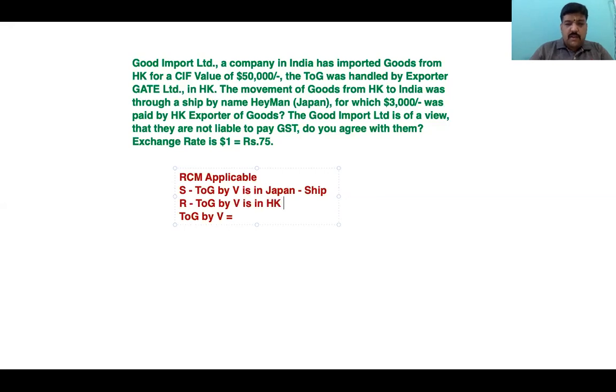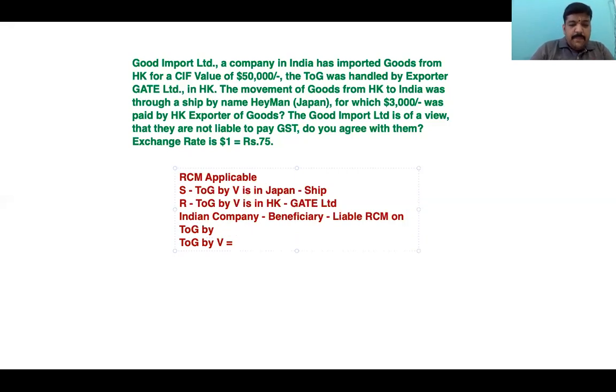Gate Limited. Then what is the Indian company doing here? He is a beneficiary. The Indian company is liable for RCM. The Indian company, who is the beneficiary to this transaction, is liable for RCM on transportation of goods by vessel service.